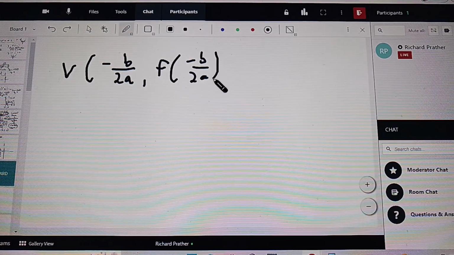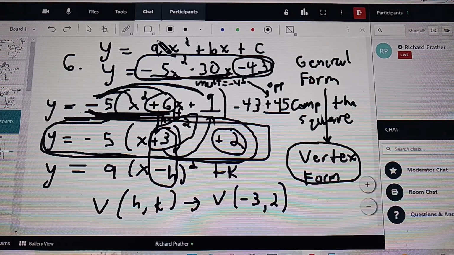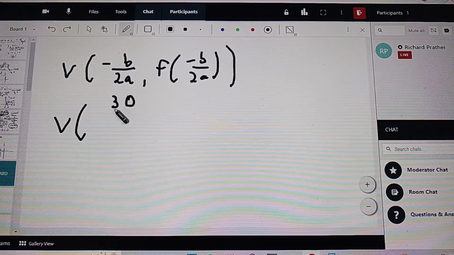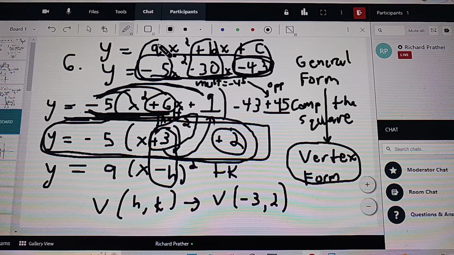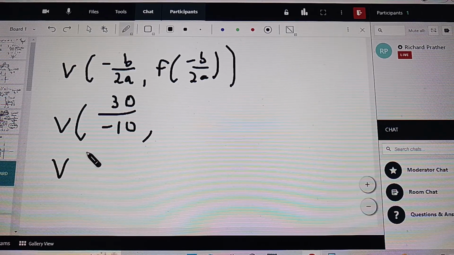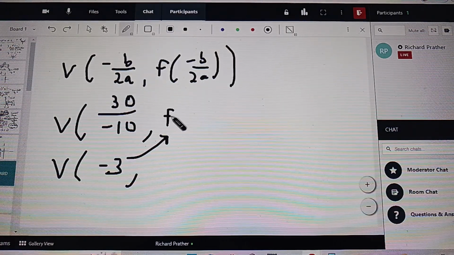And I'll first do it on problem 6 to show you that it works. So in problem 6, a was -5, b was -30, and c was -43. So we need to do the opposite of b. The opposite of -30 is +30. 2 times a, 2 times -5 is -10. And you work that all the way down till you have an answer for it. There's -3. Whoops. And then you do f of that answer for the y part.